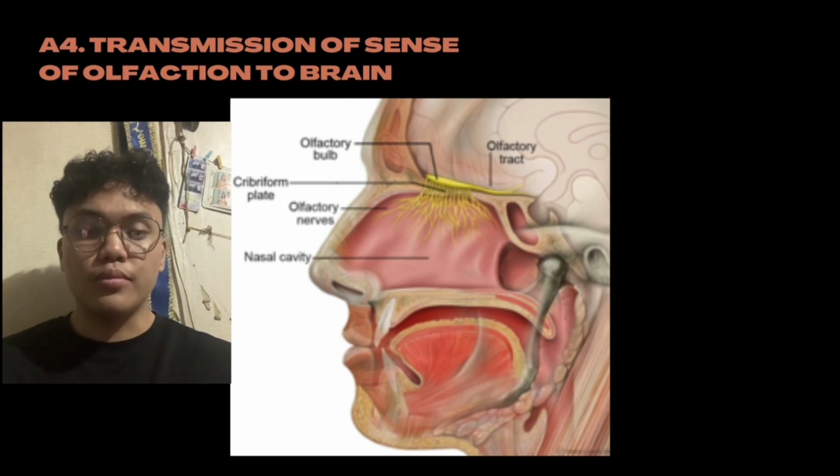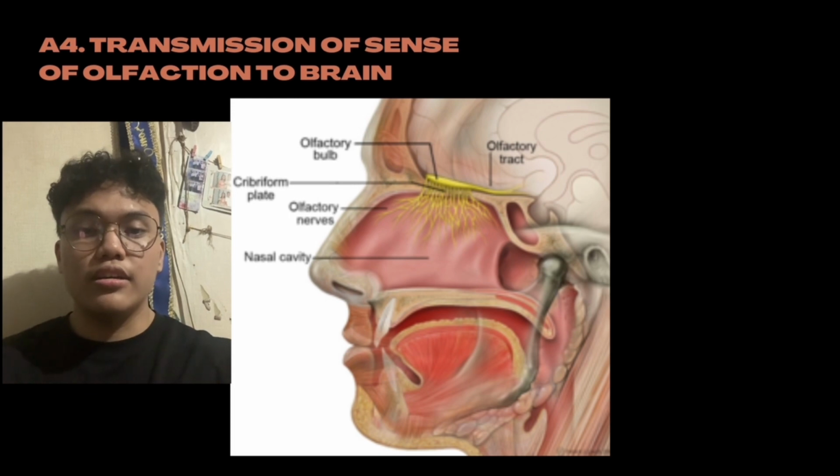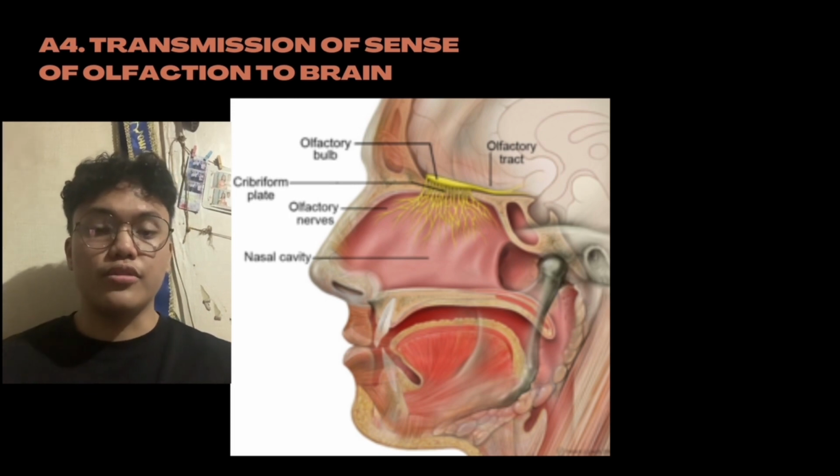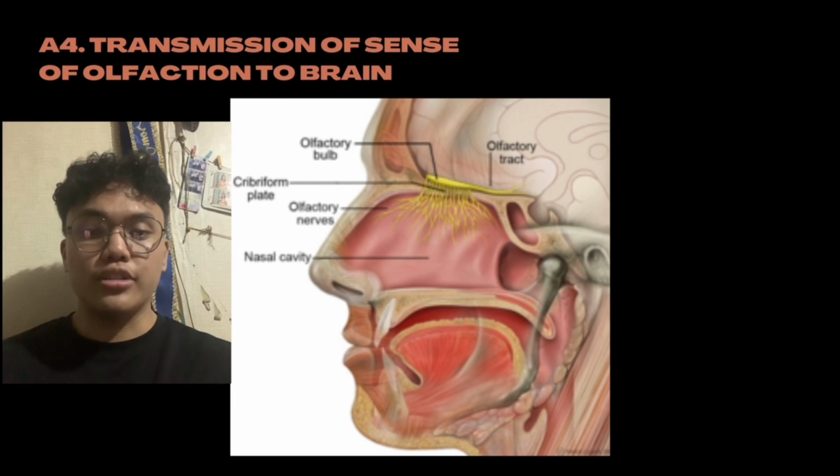The olfactory bulb is a paired structure situated in the anterior cranial fossa, directly inferior to the orbital aspect of the frontal lobe. The olfactory bulb acts as a relay center for the transmission of the impulses from the olfactory nerve to the olfactory tract, and then to the cerebral cortex or the olfactory cortex.